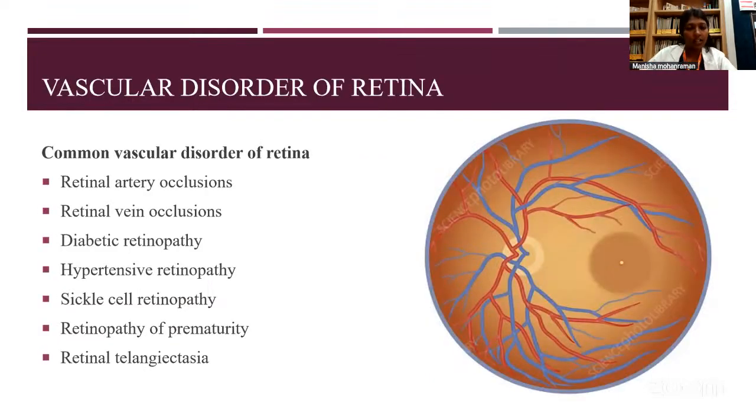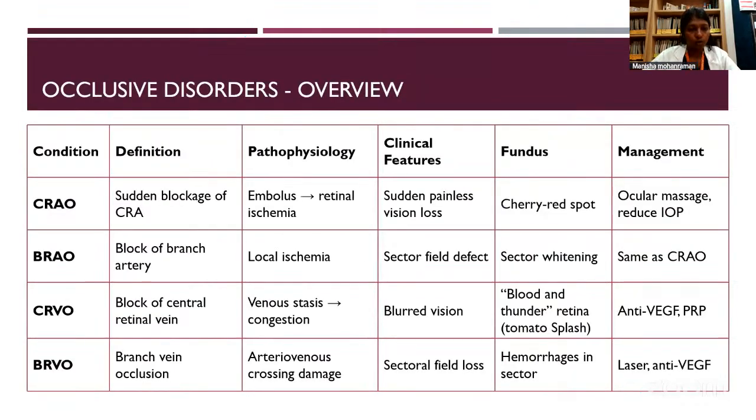Next, we move on to vascular disorders of the retina. There are 7 common vascular disorders. The first one is retinal artery occlusion, retinal vein occlusion, diabetic retinopathy, hypertensive retinopathy, sickle cell retinopathy, retinopathy of prematurity, and retinal telangiectasia. First, we move on to occlusion disorders. There are 4 types in occlusion disorders.